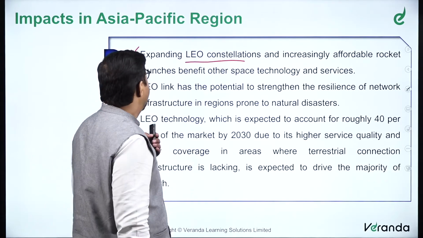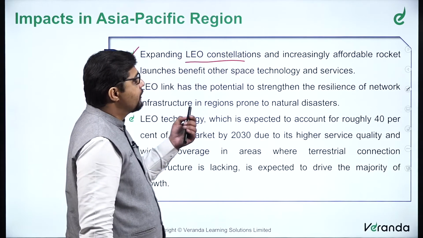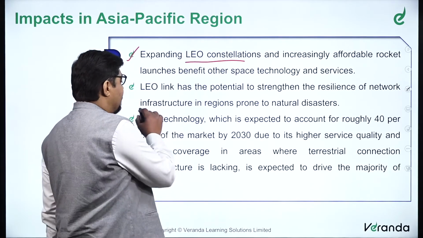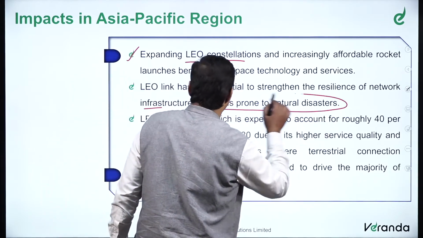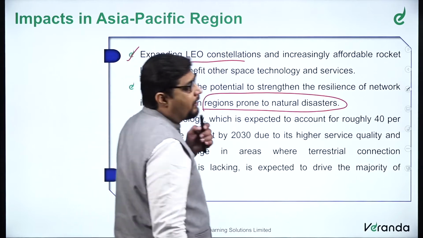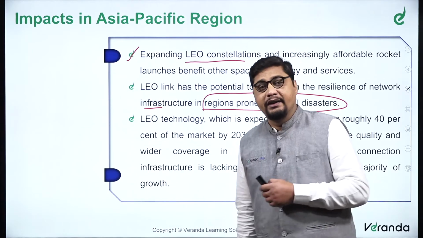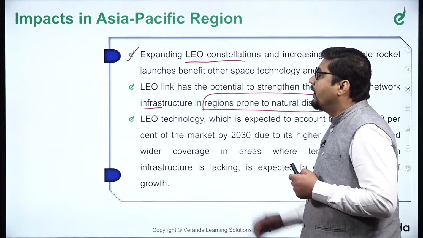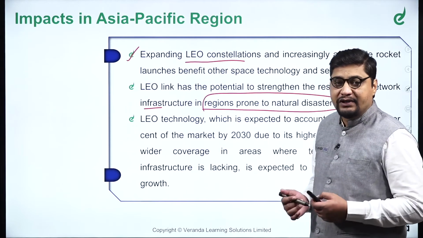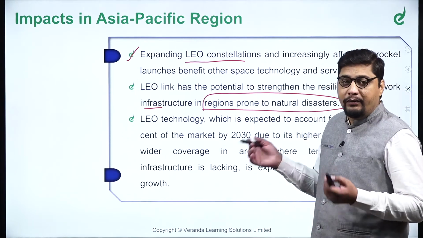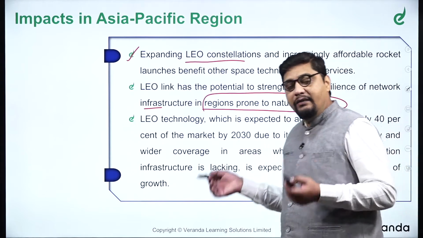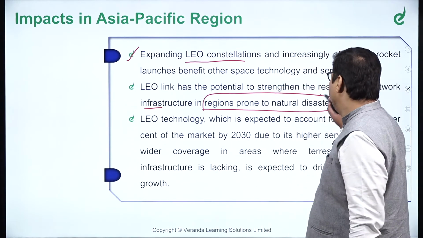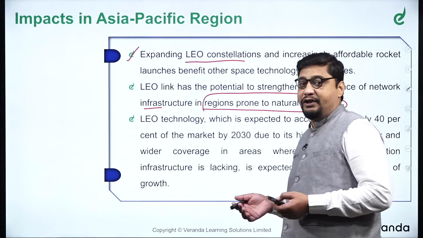So in those cases, the internet through these low Earth orbit satellites will be beneficial. Further, LEO link has the potential to strengthen the resilience of network infrastructure in regions prone to natural disasters. Because see, the internet that you are providing is from the satellite, so whatever happens on the surface of the Earth will not in any way impact the internet's infrastructure as such.